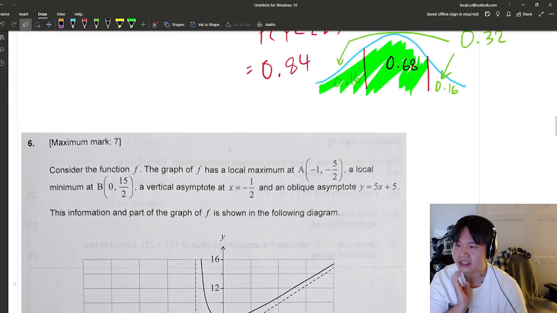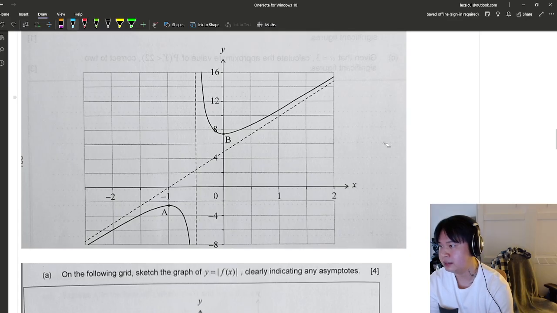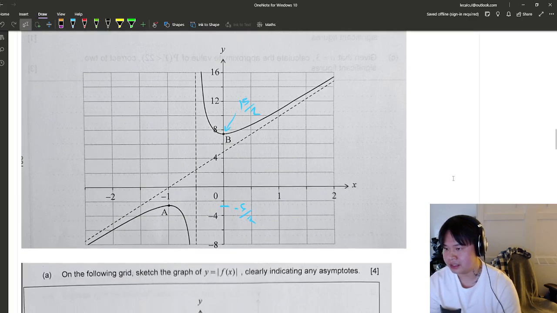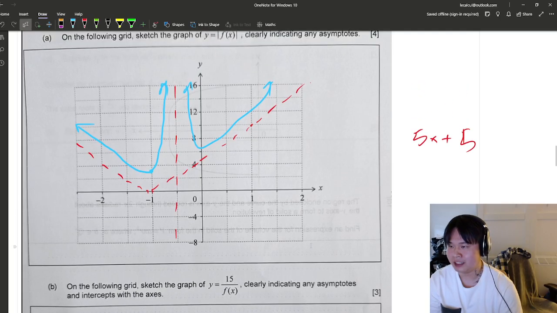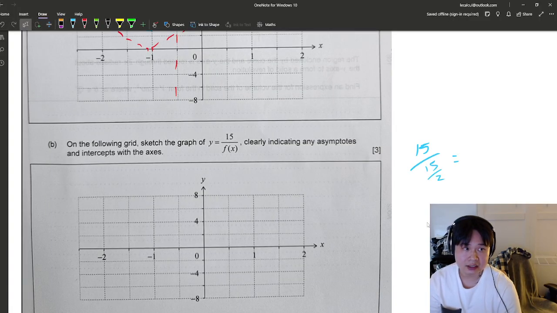So they did give you specifically two y values. They have -5/2 right here. And this one here, 15/2. Okay, so I'm gonna start with those ones. We're gonna take 15 and divide it by these, right? Take 15 and divide by those y values. So this should be straightforward. 15 divided by 15/2. This is just 2.